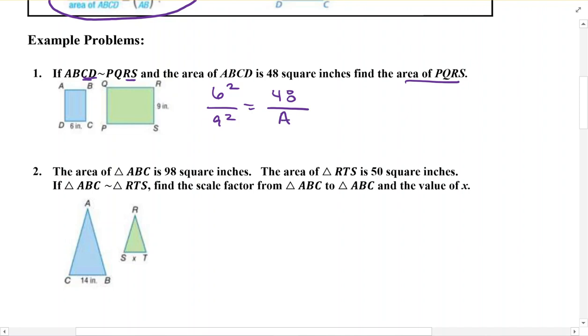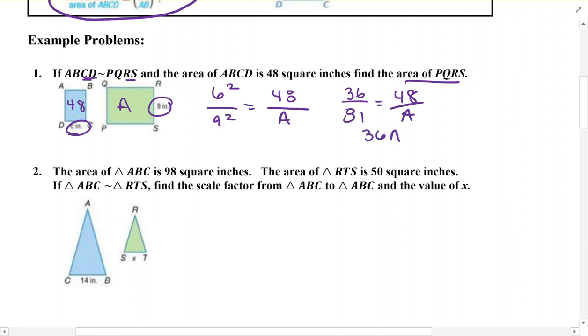So when you set these up, you have to be careful. The side that's 6 inches long goes with the area that is 48. So they're both in the top. And then 9 and the area that we don't know would both be in the bottom of the equation. So now I would have 36 over 81 equals 48 over the unknown area.